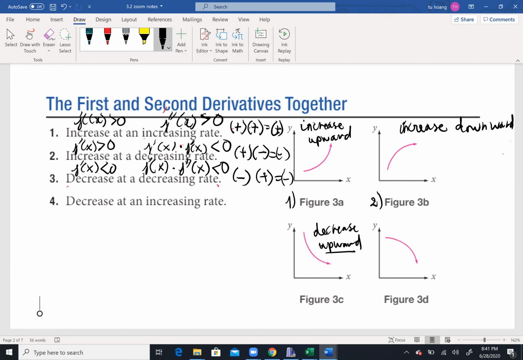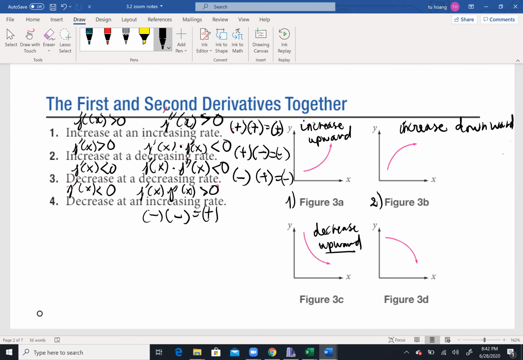Okay. So the last case, decreasing at an increasing rate. What does that mean? The first derivative of x has to be less than 0. But for the increasing rate here, that means the product between the first and the second derivative has to be greater than 0. That means you have a negative for the first, then you multiply with a negative for the second derivative, and then you have the positive.